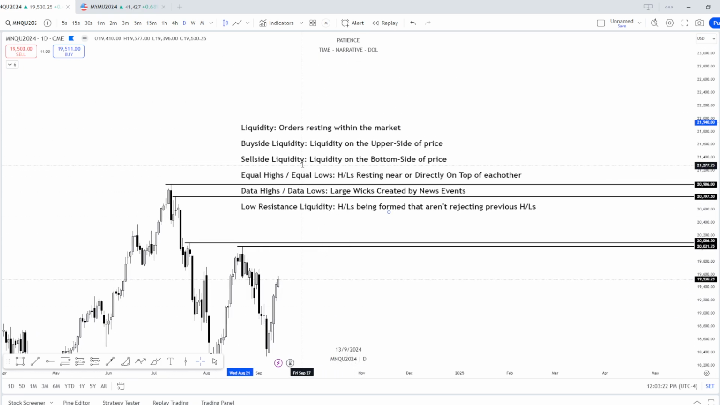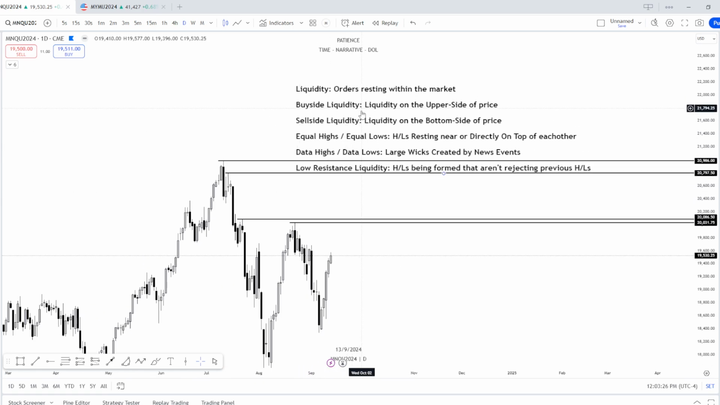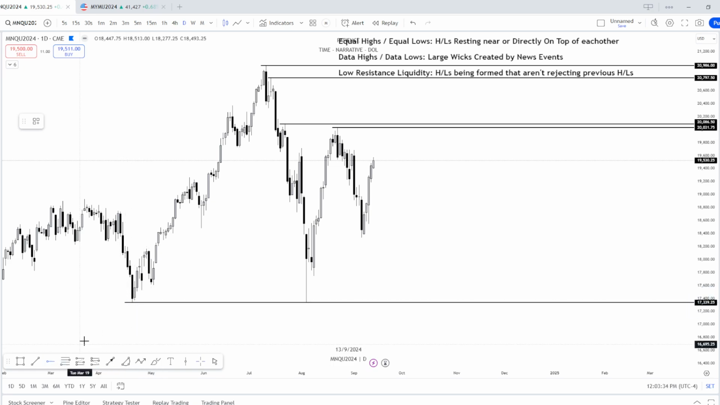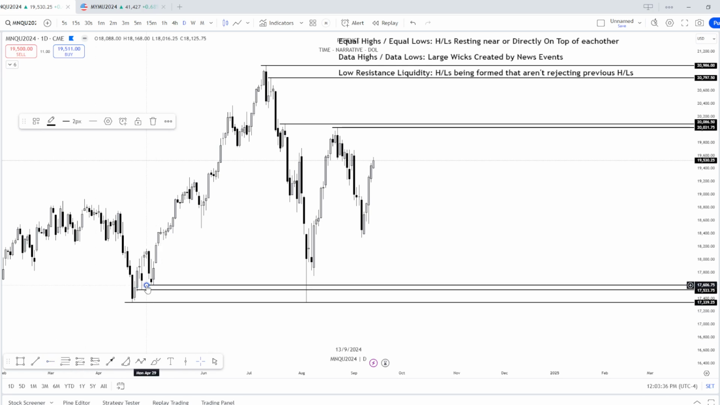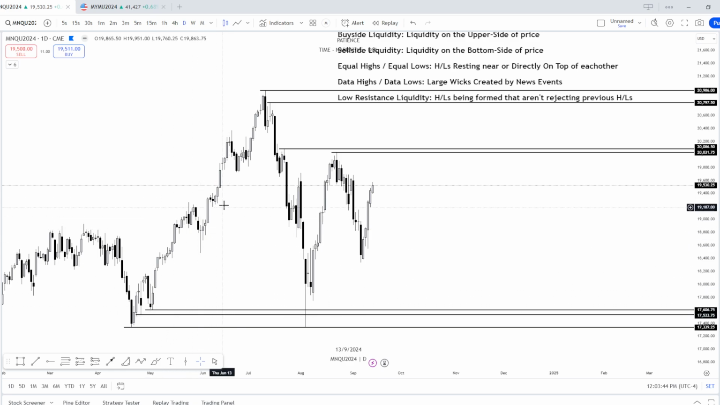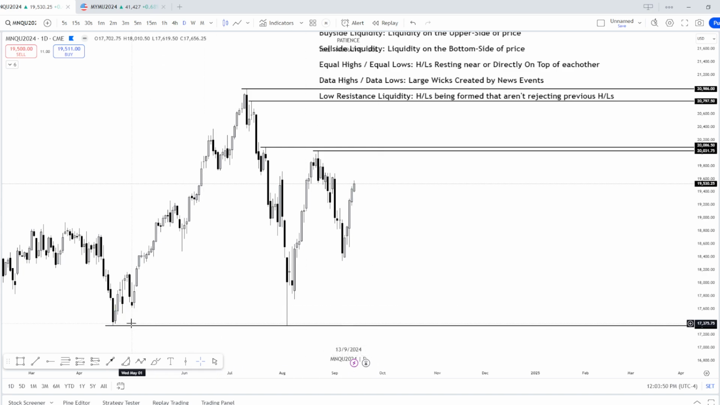And now for this next term, we have sell side liquidity. Any sell side liquidity will be the lows on the lower half of price. So we have, for example, this low, these lows, this low, this low. All of these lows that are on the bottom half of price, or the selling side, meaning we have to sell off to get to them, these are all sell side liquidity.